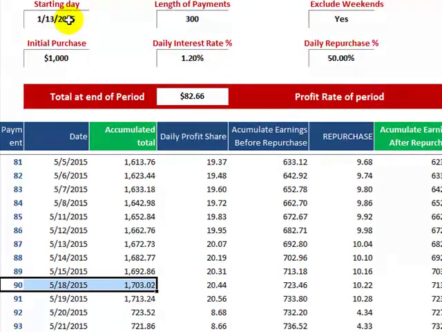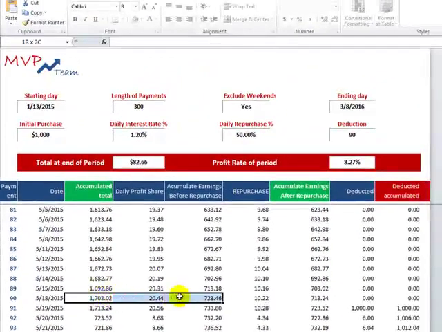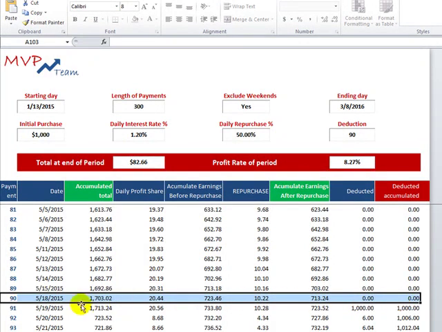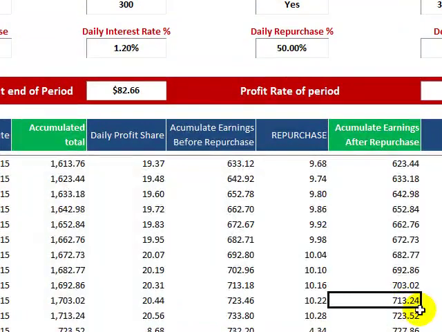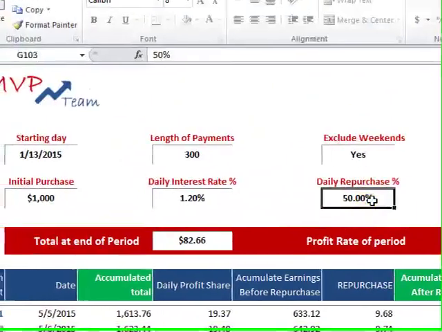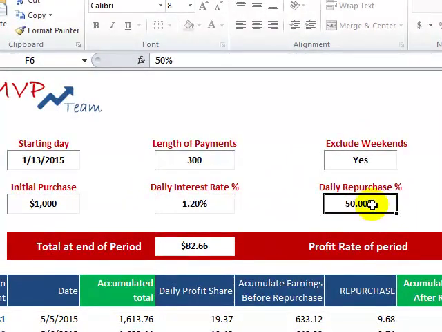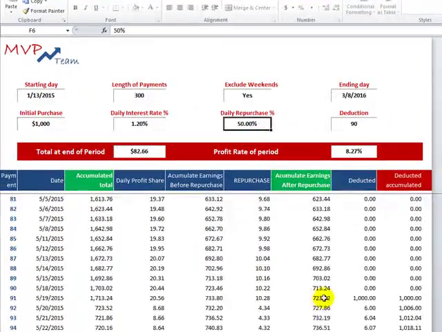You see, 90 payments is about 4 months. So on payment 90 at 50%, let's see what happens. Our account is now 1,703, and we have transferred to our virtual account $713. So after 3 months, you're close to getting your money back. And this is at 50%. Keep that in mind. This is only at 50%. And we're going to continue on with this example.